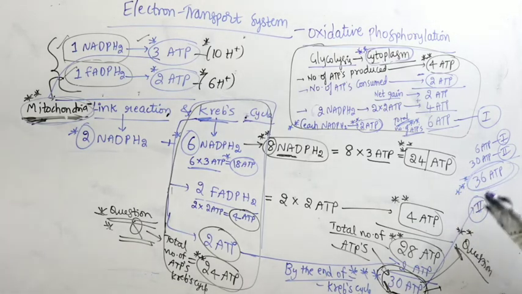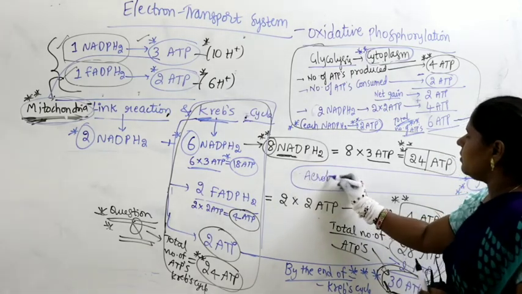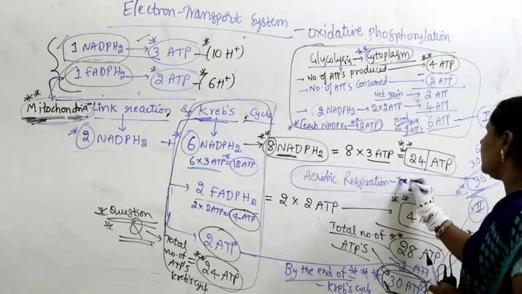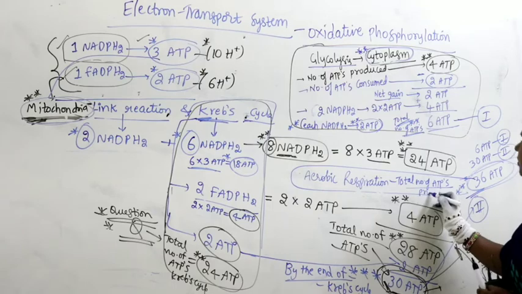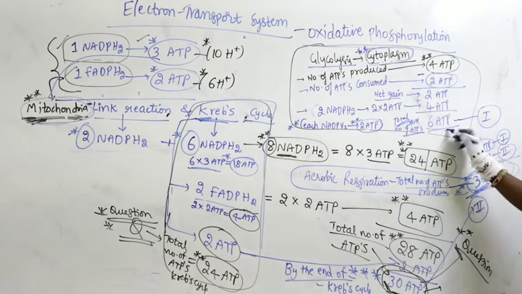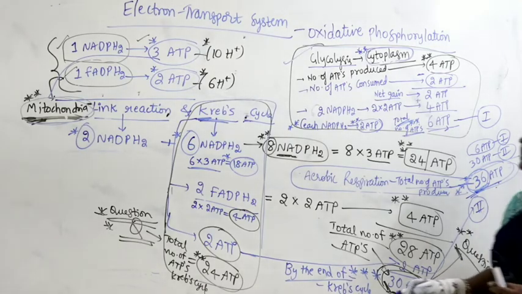Don't worry, we will write the total balance sheet again for the count of 36 ATP, but you have to remember that whenever you get the question, by the end of aerobic respiration, the total number of ATPs produced will be 36. 36 is very, very important. Out of this, 6 ATP we get from glycolysis and 30 ATP we get from the link reaction and Krebs cycle. Total count will be 36 ATP.